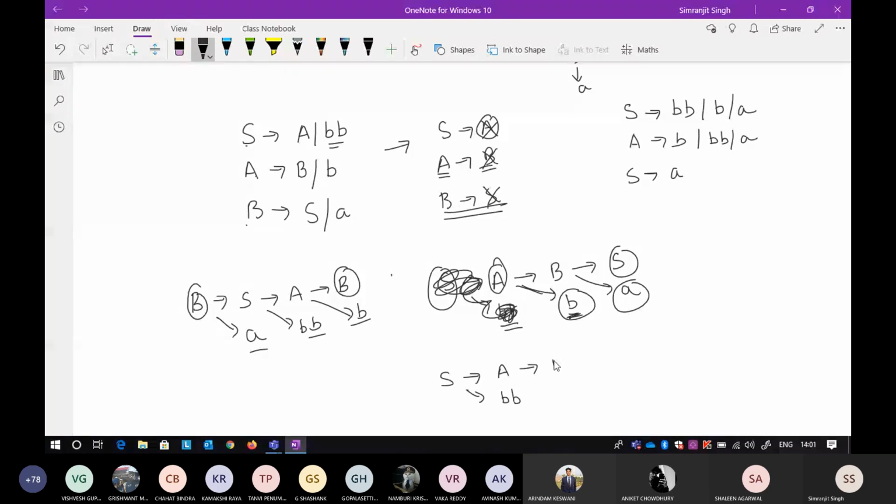Now what is A deriving? A is deriving B as well as a small b. Now what is B deriving? S and a. Okay, so if you got the same symbol in the starting and the end, just stop there. And now whatever are the terminals, write those. A is already there, so BB and B. Okay, so that is your answer for this.